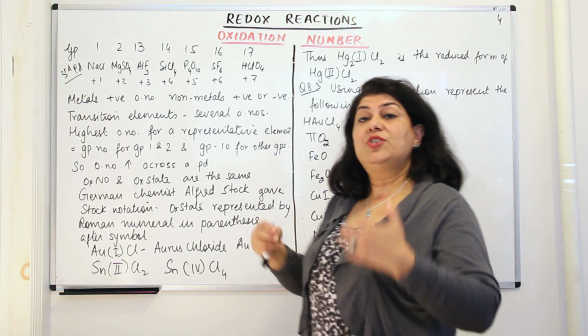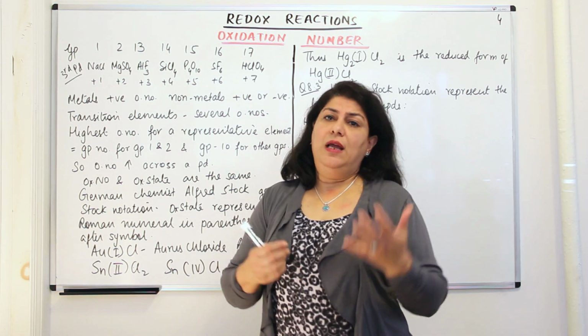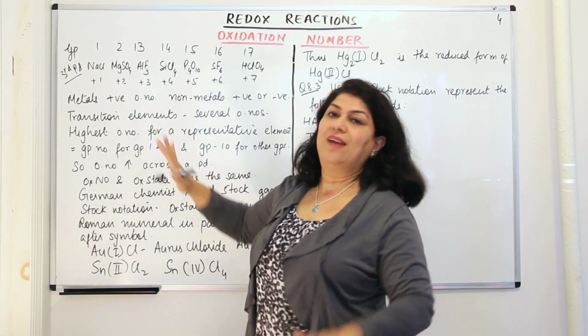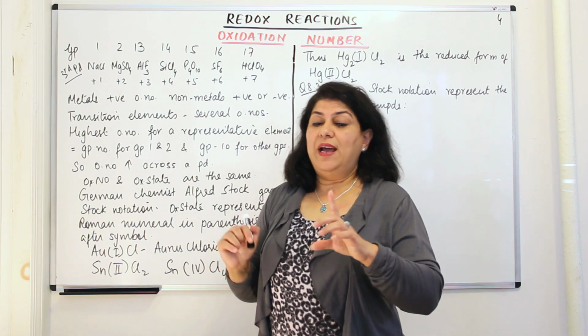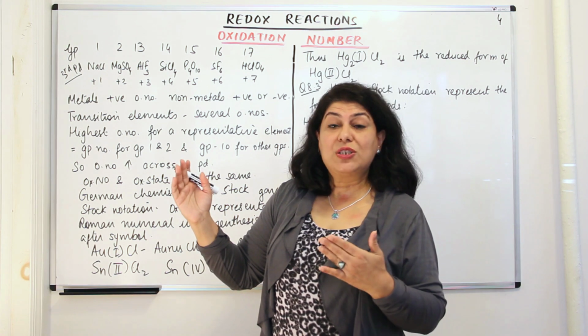As you know, metals always lose electrons. Therefore, if they lose electrons, they acquire a positive charge, so they would always have positive oxidation numbers. But non-metals, if they are reacting with metals, are more electronegative, so they will have negative oxidation numbers.